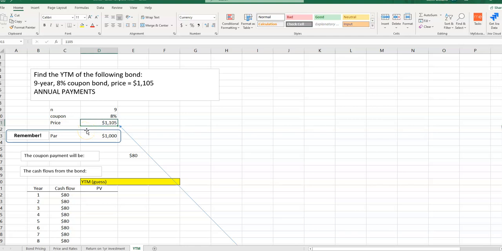Your question is, well, what rate of return does that represent? If I pay that much for the bond, what kind of rate of return can I expect to earn from that? And that is the yield to maturity, right? The definition of the yield to maturity.